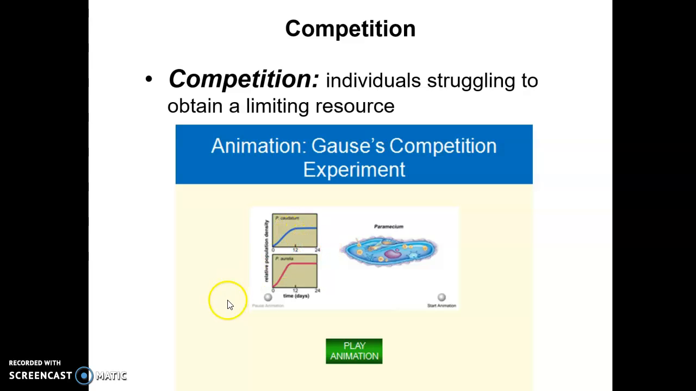died off. And my animation won't play for me, so I'll see if I can find one to post onto Moodle. But basically, his experiment demonstrated competitive exclusion, which means that often when two different species compete for the same limited nutrients, or limiting factors, then one species will outcompete the other.